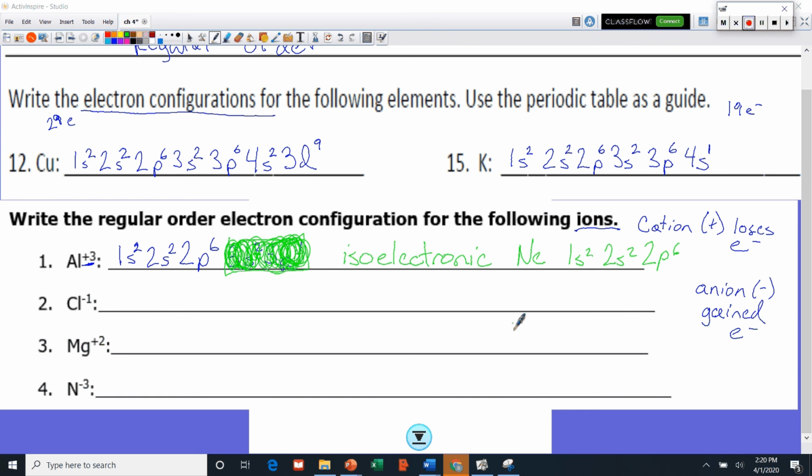So pause the video right here, and when you have attempted these, go ahead, restart the video and see what you come up with, and see if what you come up with matches mine.